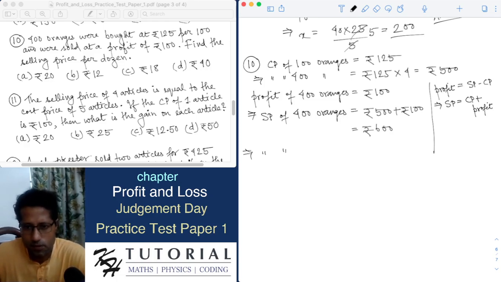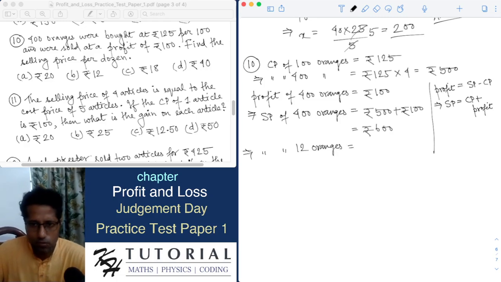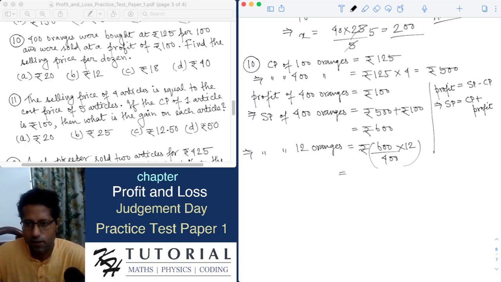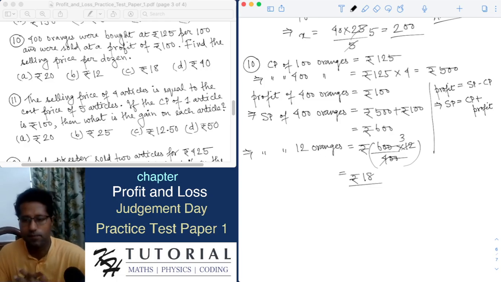It is asking the selling price per dozen, that is selling price of 12 oranges. Using unitary method, if selling price of 400 oranges is 600, then the selling price of one orange will be 600 by 400, and hence the selling price of 12 oranges will be multiplied by 12. We have to simplify this. This is rupees 18. Rupees 18 is the selling price of a dozen oranges. So the answer is choice C.